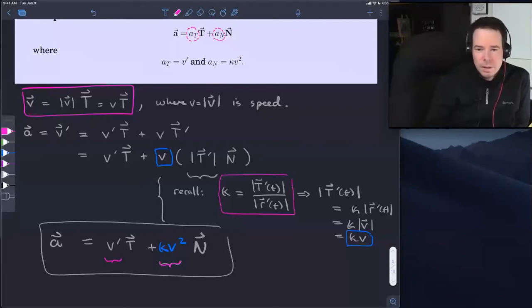And that acceleration in the normal direction is because of how sharp that curve is or how mellow that curve is. In some sense, it depends on the radius of curvature. So if we try to fit a circle that matches that curve, that would be the radius of the corresponding circle, and that's 1 over the curvature. So the radius of curvature is 1 over kappa.